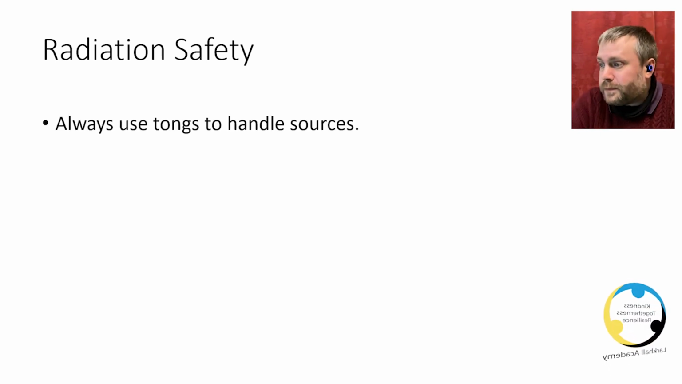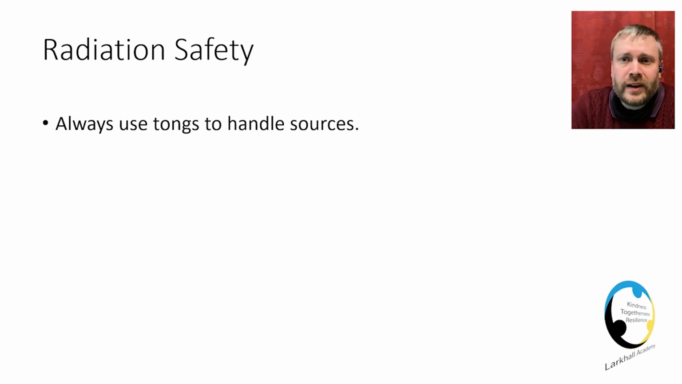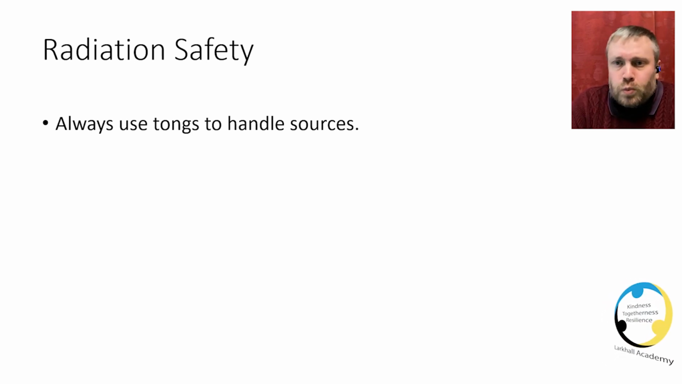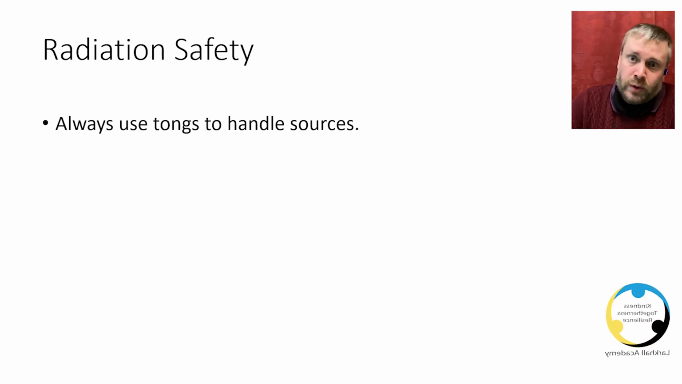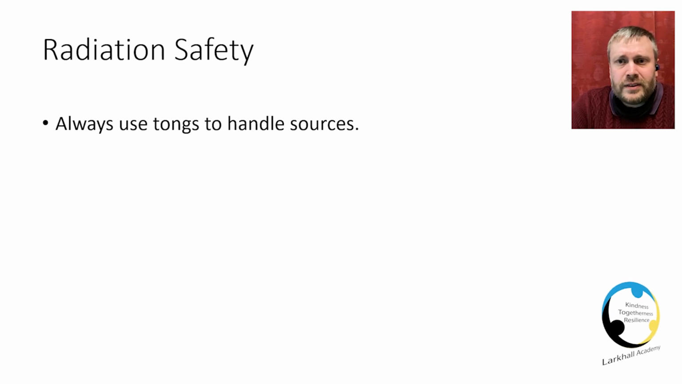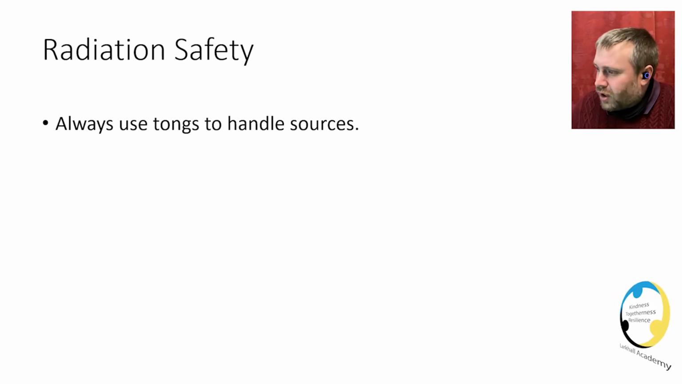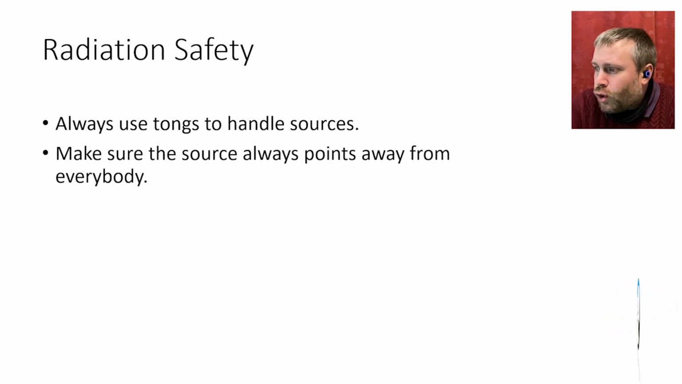So the first one here, we would always use tongs to handle radioactive sources. We're not going to handle them directly with our hands. You wouldn't even want to really put gloves on. You want to try and keep your distance as far as possible. You don't want to be touching any of the apparatus that's surrounding that radioactive source. So always use tongs, so you're keeping yourself safe, you're keeping yourself from touching it. Make sure that the source always points away from you.